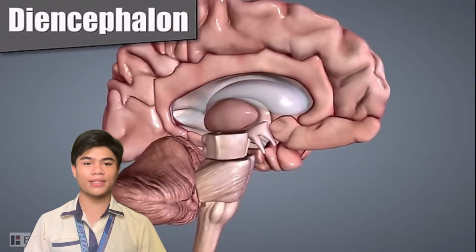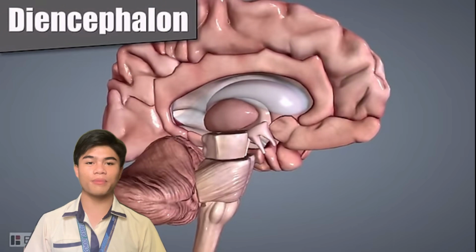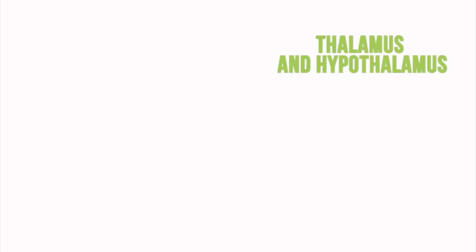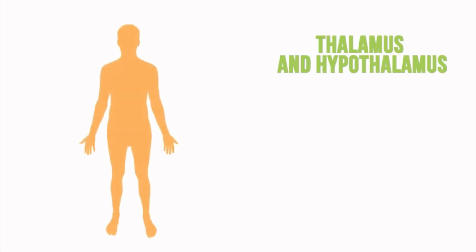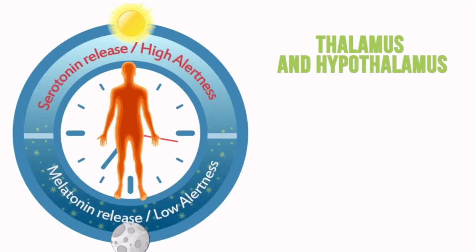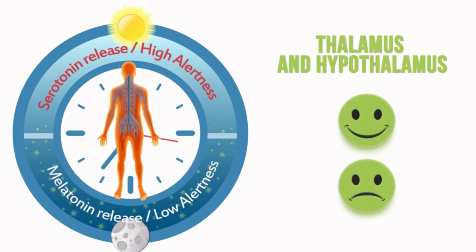The diencephalon section is found between the cerebrum and midbrain. It contains two structures, the thalamus and hypothalamus. The thalamus behaves much like a relay station that directs sensory impulses to the cerebrum. The hypothalamus controls and regulates temperature, appetite, water balance, sleep, and blood vessel constriction and dilation.